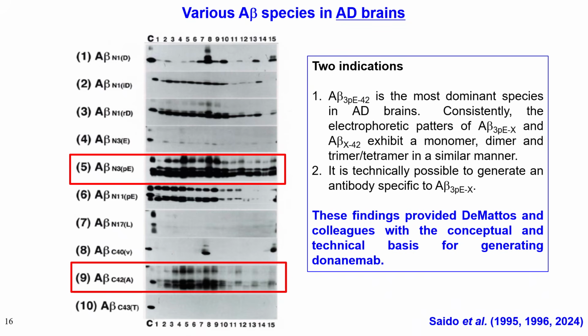There are two indications. First, A-beta 3PE-42 is the most dominant species, and the electrophoretic patterns of A-beta 3PE and A-beta 42 exhibit a monomer, dimer, and trimer or tetramer in a similar manner. Second, it is technically possible to generate an antibody specific to A-beta 3PE. These findings provided D'Amato and colleagues with the conceptual and technical basis for generating donanemab.